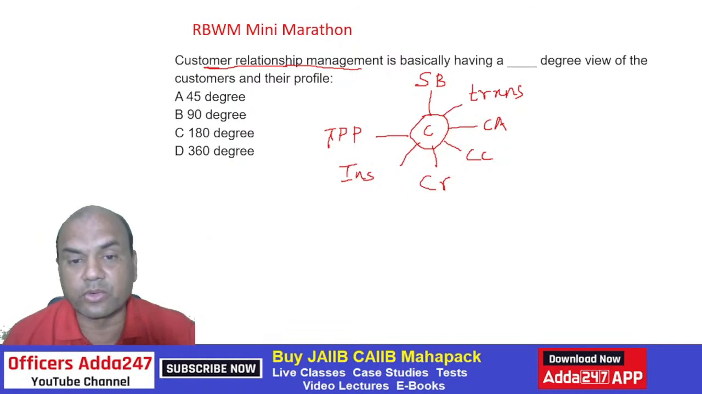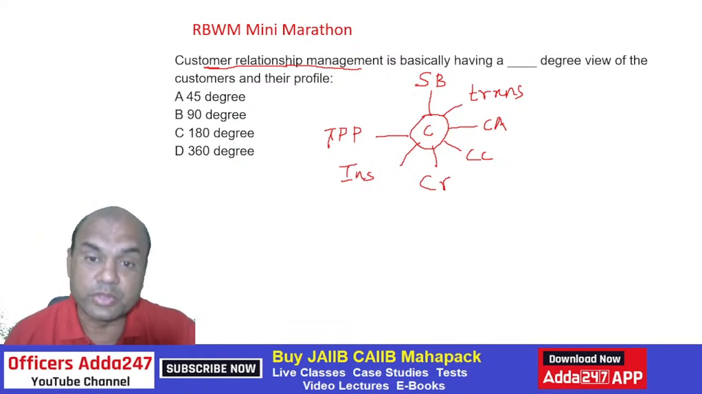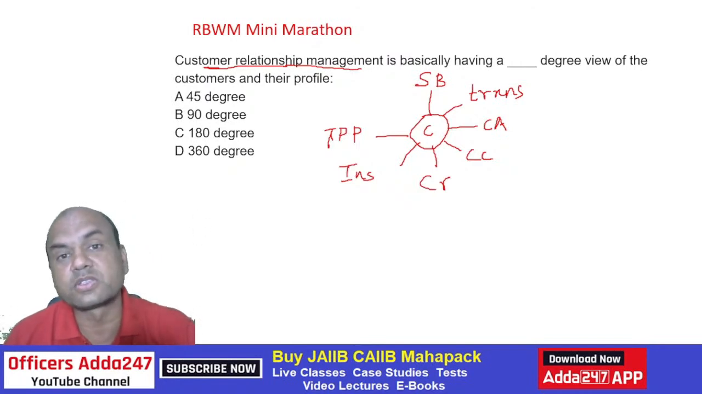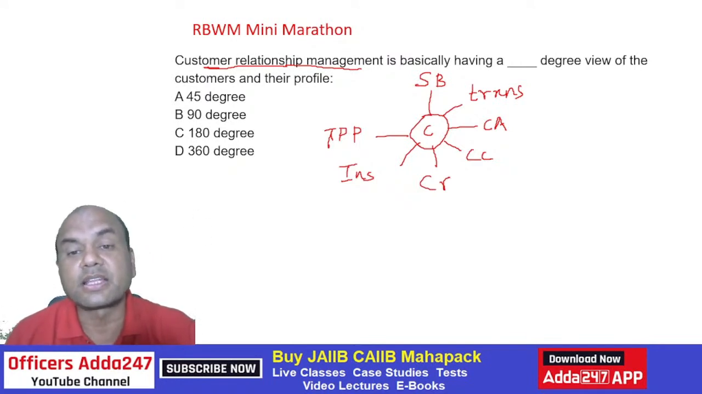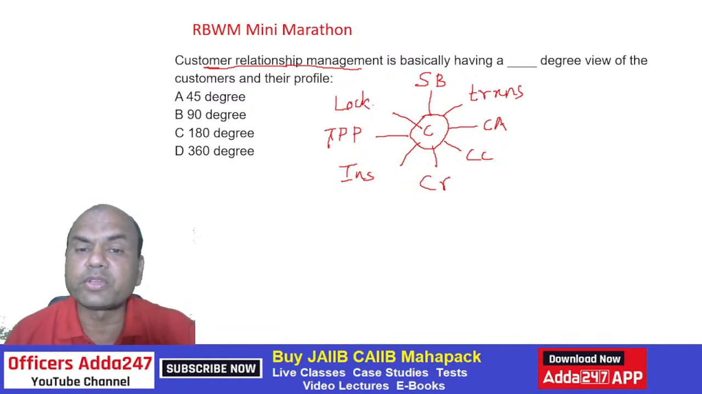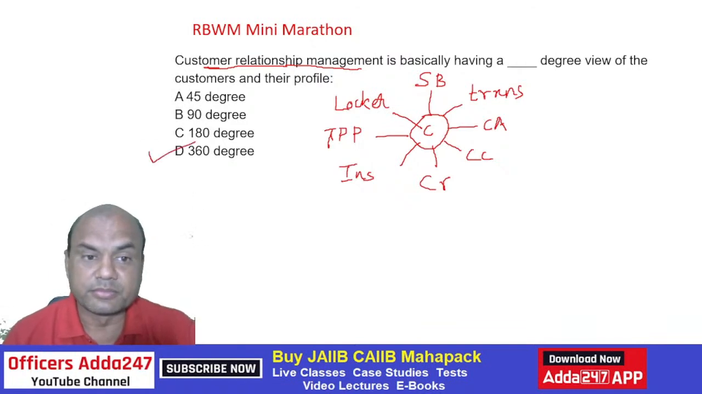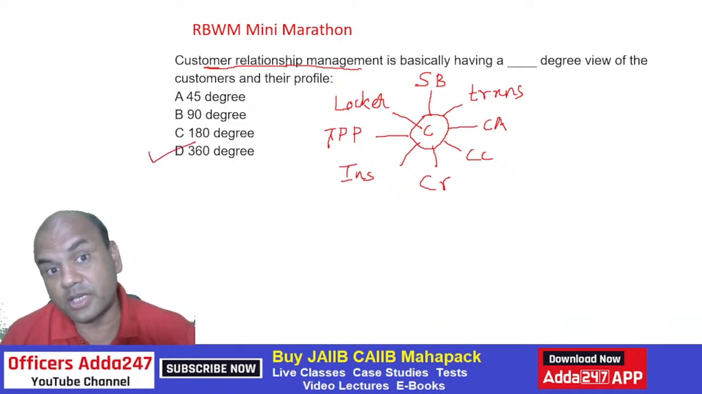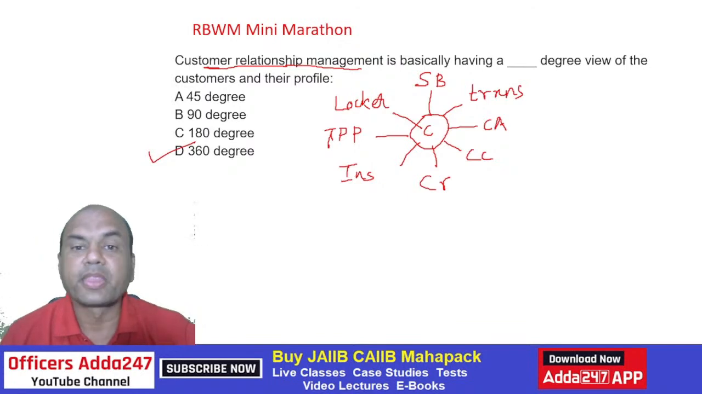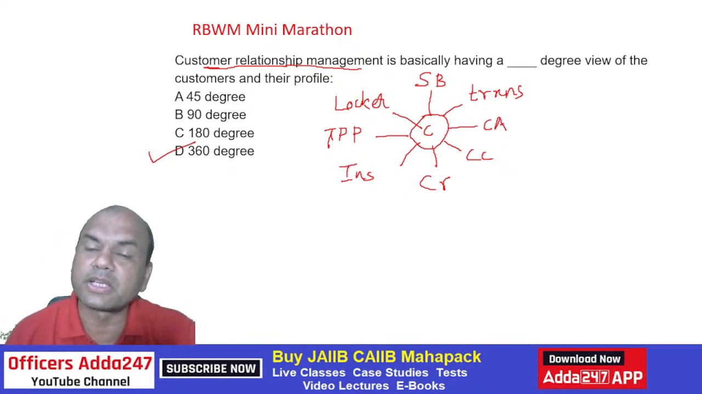One is insurance, I told you. Second one, other than insurance, what is that? Mutual fund, correct. Mutual fund also. Type fast. Then can a locker be pitched? Locker. Right? So we have to check from all the angles, and this is known as 360 degree view. So CRM is basically having a 360 degree view of the customers and their profile.